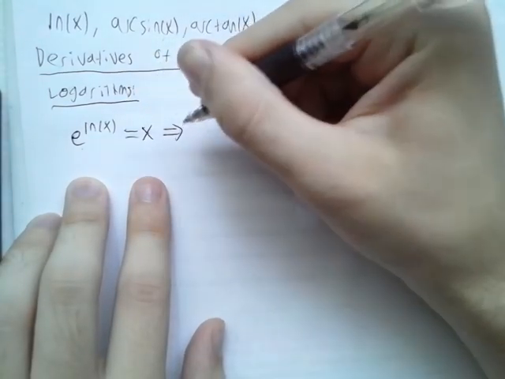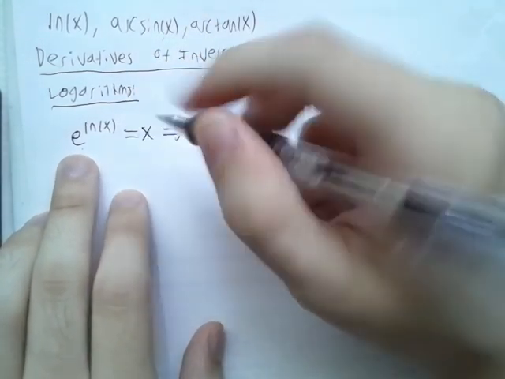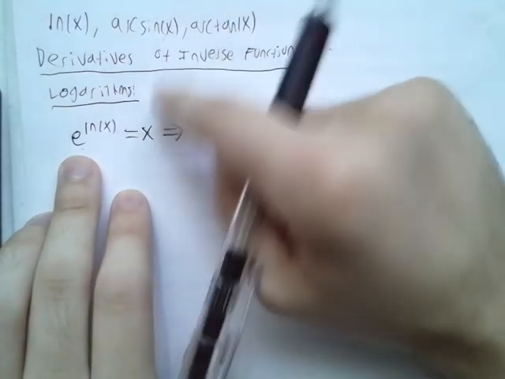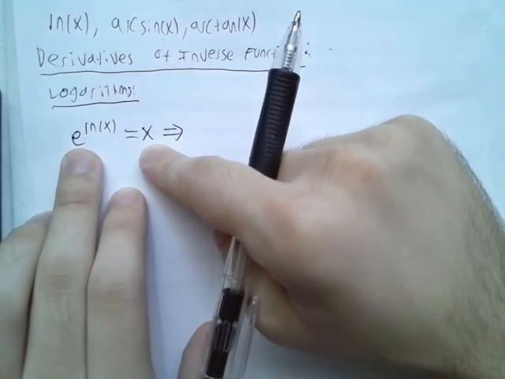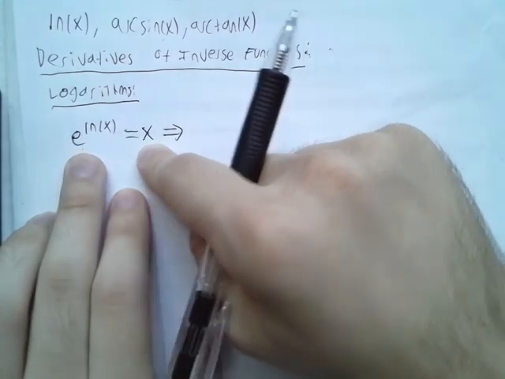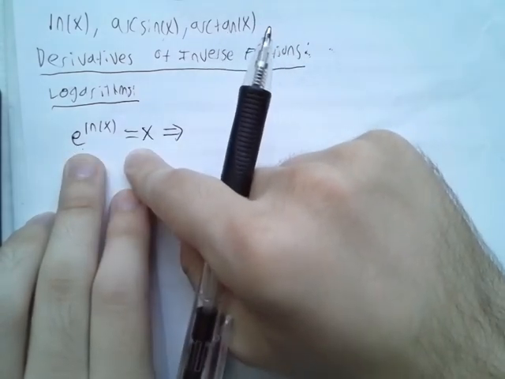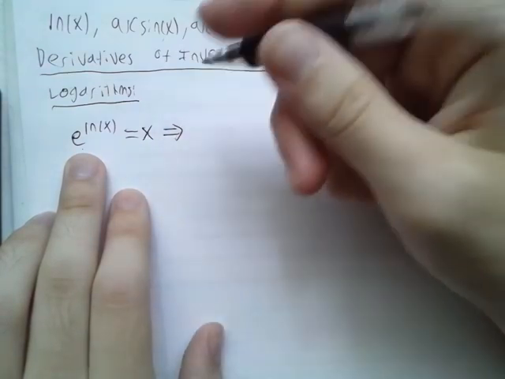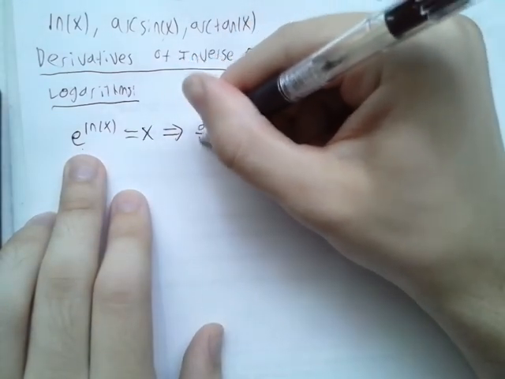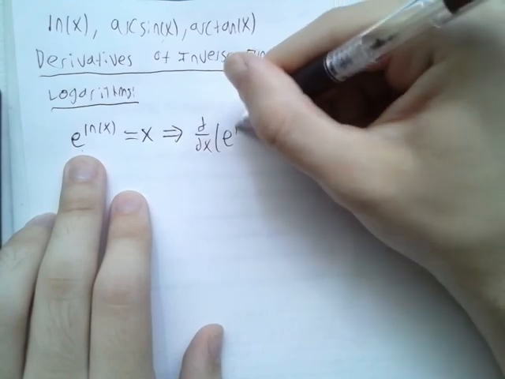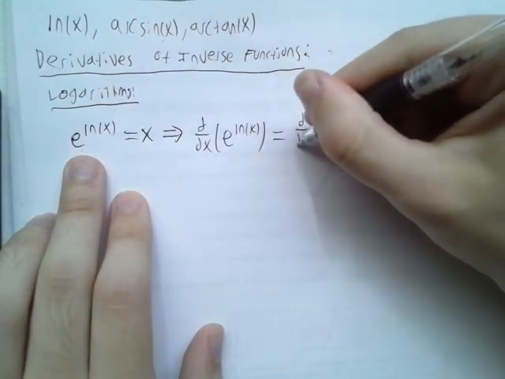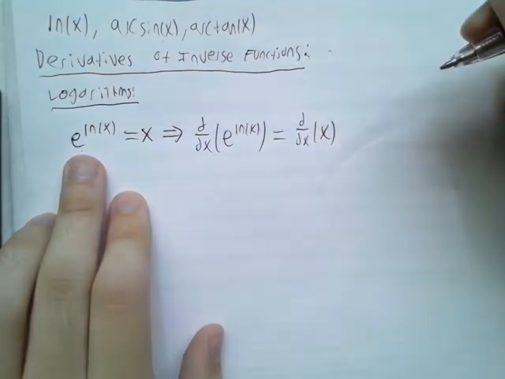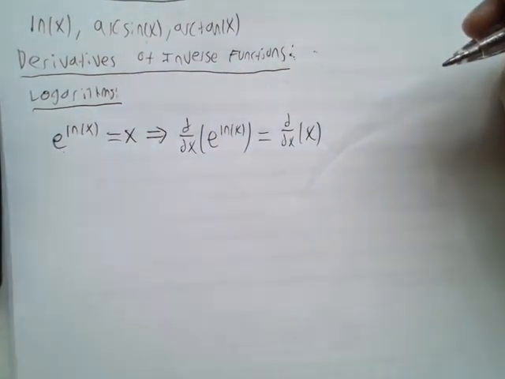You're familiar with, if you have an equation like this, you can square both sides, you could take the square root of both sides, you could take the log of both sides. Another thing we're allowed to do if two functions are equal is take the derivative of both sides, and we still have an equality. So we can write that the derivative of e to the ln of x is equal to the derivative of x. How does this help us?